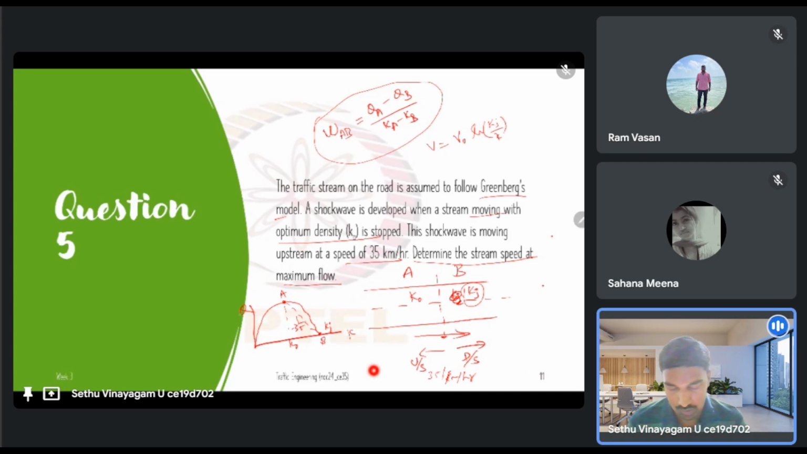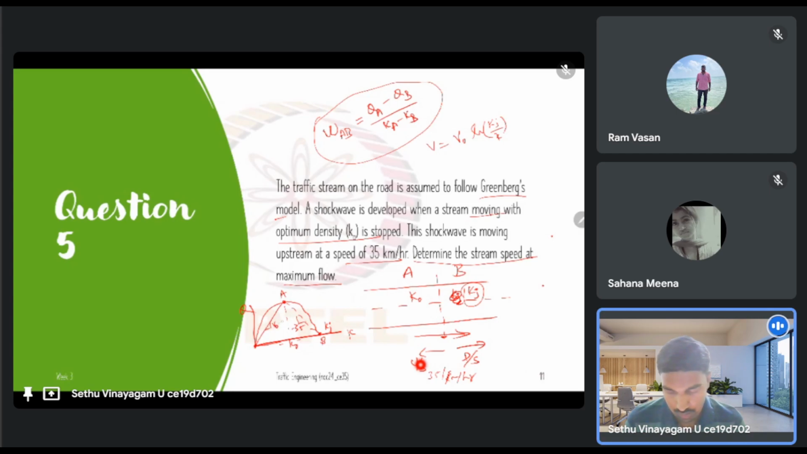When you have the Q-K diagram, the stream speed at any traffic state can be obtained if you connect the origin to the given state and find the slope, right? That will give you the stream speed at the traffic state. This is applicable for any state. If you want the stream speed at jam density, it will be connecting origin to kj, which means zero slope. So we know that speed at jam density is zero.